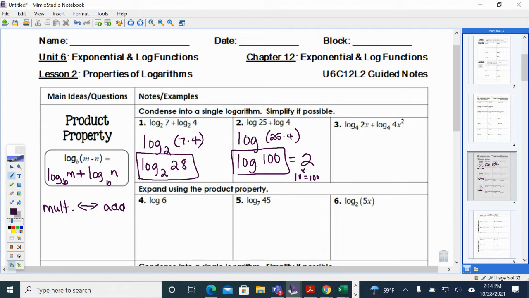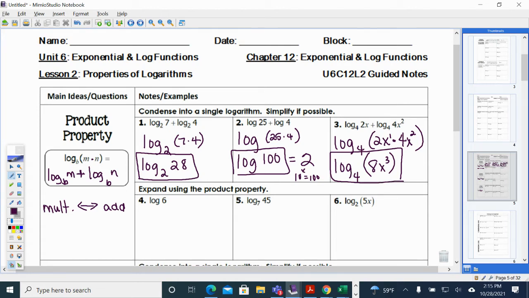On number 3, we have variables here. Again, we have the same base, so it's still going to say log base 4. We're going to take 2x times 4x squared. So it's going to be log base 4. What is 2x times 4x squared? Well, 2 times 4 is 8. And we have to add those exponents, x to the third. Please put parentheses around that 8x cubed. We are taking the log of the 8x cubed.